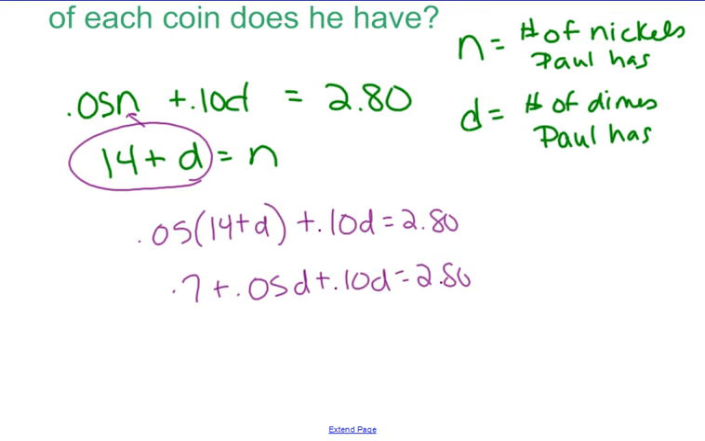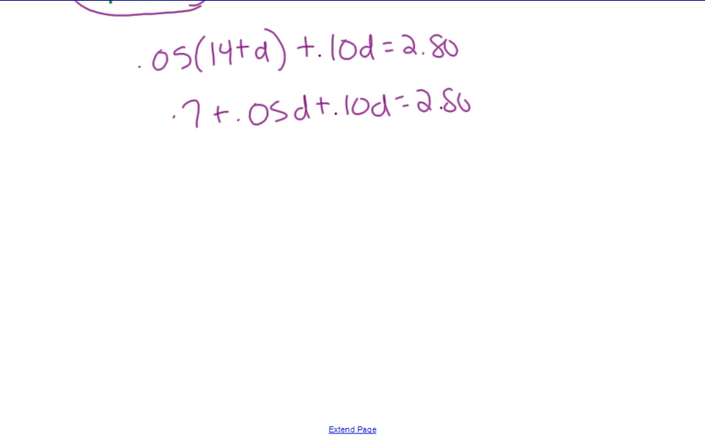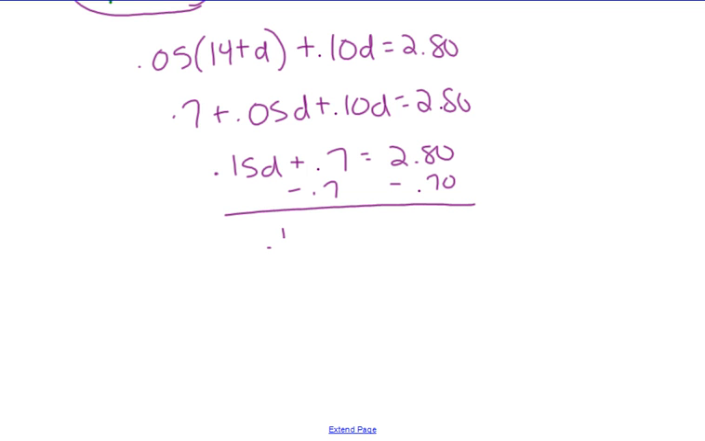I go ahead and combine like terms on my left side, and I would get 0.15D plus 0.7 equals 280. I'm going to subtract the 0.7 from both sides. So I have 0.15D equals 210. Divide both sides by 0.15, and I would find that dimes is 14.